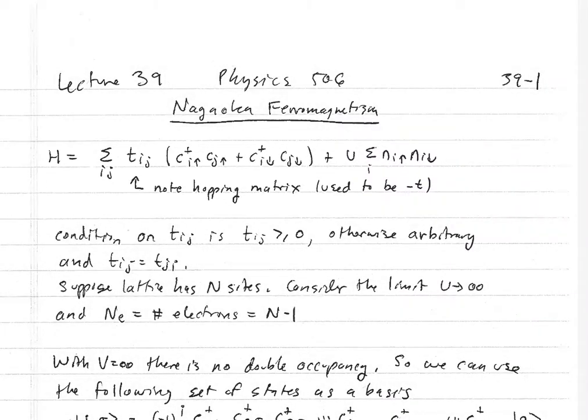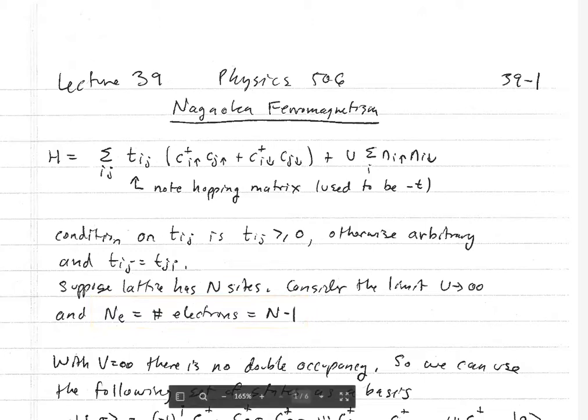Now there's a condition on the hopping matrix for this Nagaoka ferromagnetism to hold, and that condition is that the Tij's are all non-negative, which means they're larger or equal to 0, but otherwise they can be arbitrary. And of course, because we have to have a symmetric or Hermitian matrix and these Tij's are taken to be real, we must have Tij equal to Tji. The lattice is going to have capital N sites, and we're going to consider the limit as U goes to infinity, and the case where the number of electrons is exactly one minus a half-filled band. So the number of electrons is capital N minus 1.